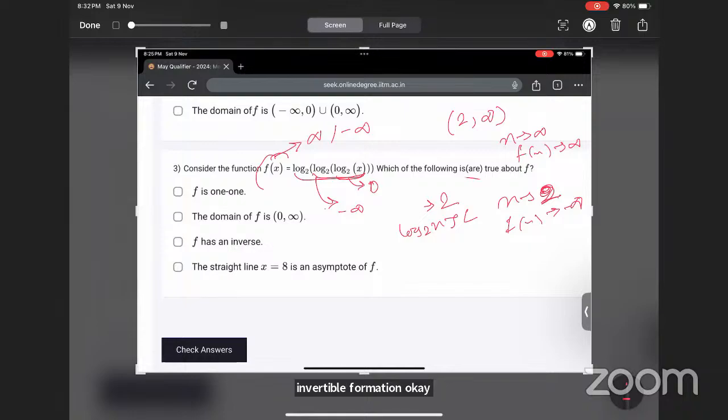Composition of invertible functions is invertible, and composition of one-one functions is also one-one. Is it clear? Yes. Composition of one-one functions is one-one, and composition of invertible functions is invertible.